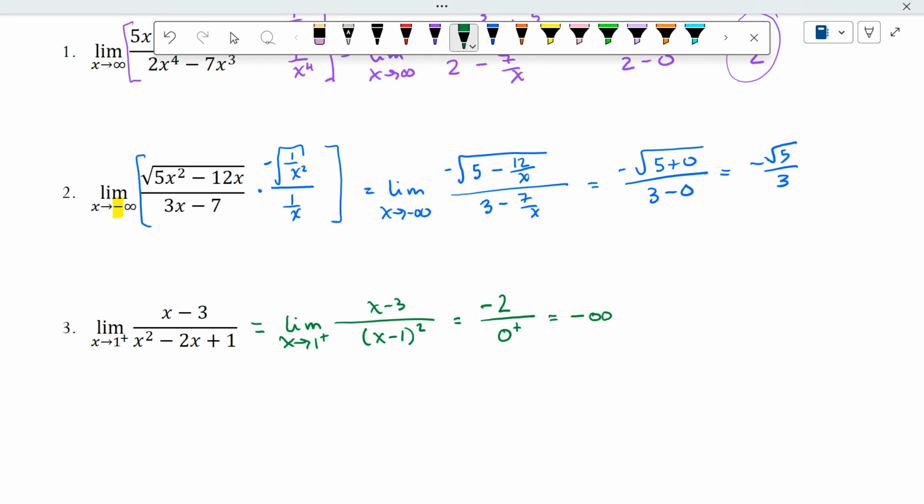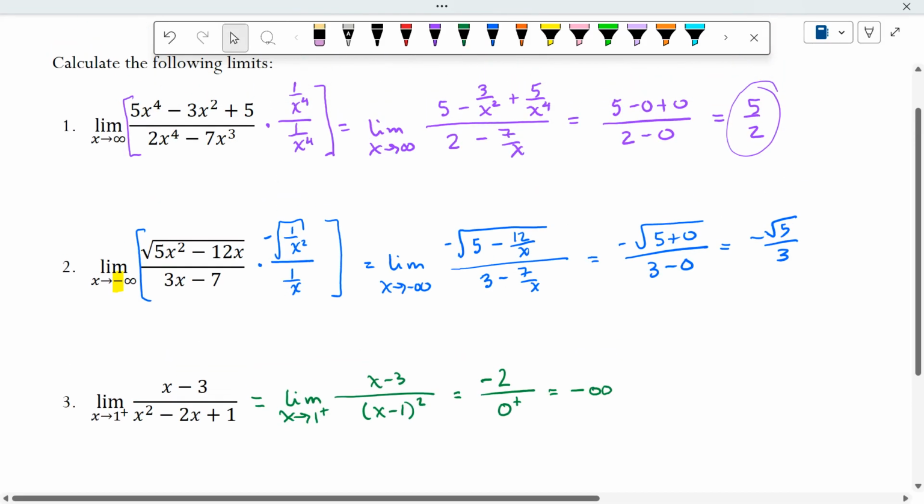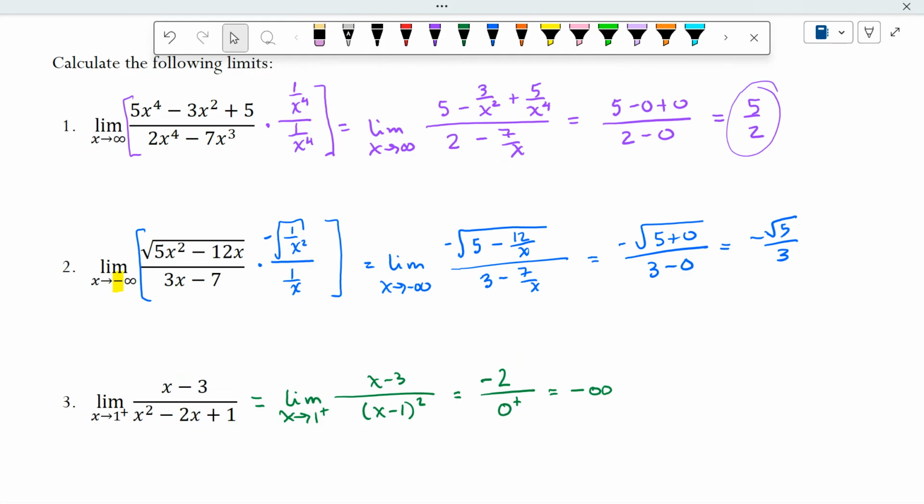Any questions on that? If I said I had a function, if this was my function, what is the 5/2? If this were a function, if I said f of x equals 5x to the 4th minus 3x squared plus 5 all over 2x to the 4th minus 7x cubed, what is represented by the 5/2? Horizontal asymptote, and the equation of that horizontal asymptote would be y equals 5/2.